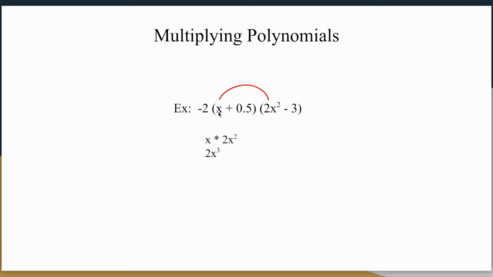Then we'll distribute x to negative 3, which is x times negative 3. We can't do anything, so we're going to bring the number negative 3 in the front and x at the end to get negative 3x.